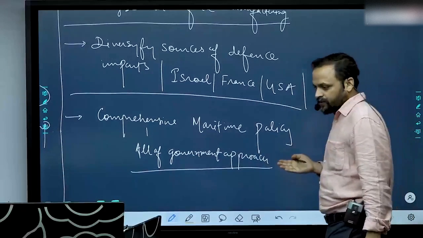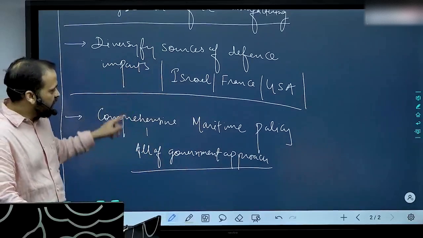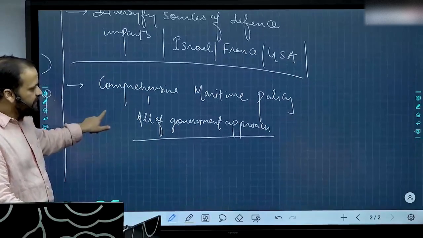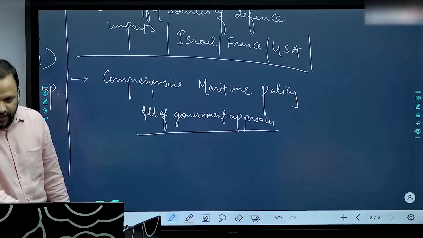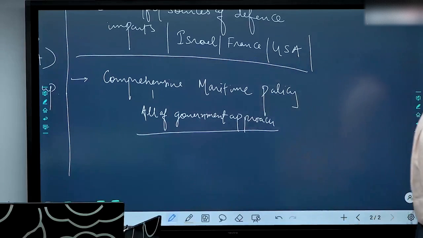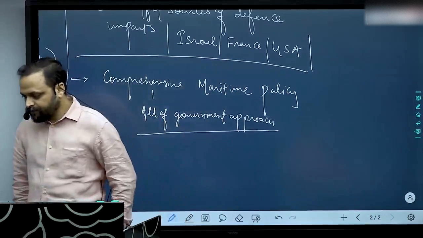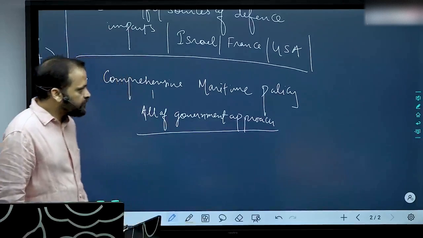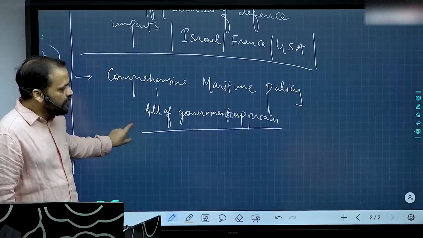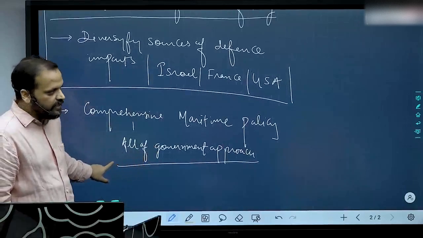Diversify sources of defense imports. That again is indicative of the first purpose itself. And having a comprehensive maritime policy, India would be able to make a better assessment of what its capabilities are and which stakeholders are going to play an important role in promoting India's approach of SAGAR. These three things India should do.